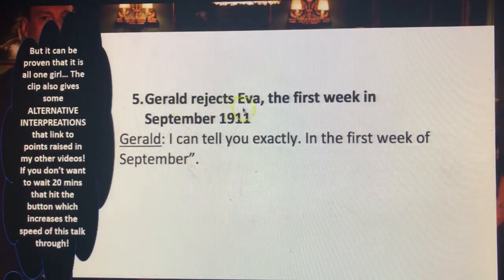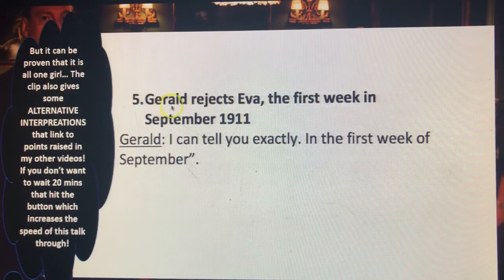So next, Gerald rejects Eva in the first week of September 1911. This is another crucial date because it's the date that Gerald's friend gets back from Canada, and it shows us that Gerald has got no reason to get rid of Eva. She's still, from his point of view, his mistress. The only reason he gets rid of her is that she'll suddenly start to cost him money. At the minute, she's living in the friend's flat for free. Gerald's paying nothing. He pays Eva very little. But as soon as the friend comes back and Gerald would have to find another flat for her to live in, he would then have to pay for that flat. Suddenly Eva is not worth the money.